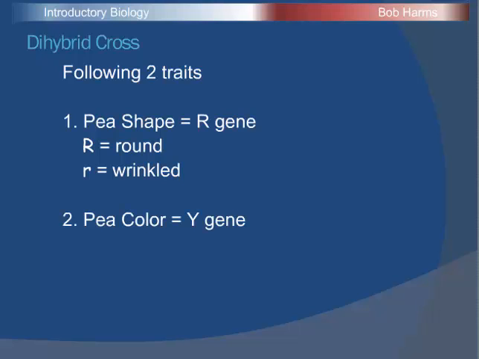Our second trait is pea color. What color is that pea going to be? And we'll call that the Y gene. The dominant pea color is yellow, so we'll call that capital Y. The recessive is green. We'll call that little y. And so again, each pea plant is going to have two copies of the Y gene. It could be homozygous yellow, homozygous green, or they could be heterozygous.